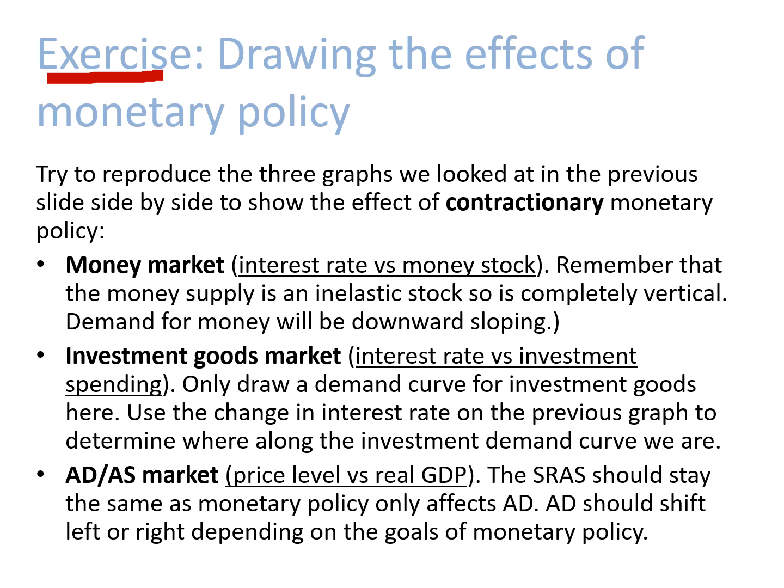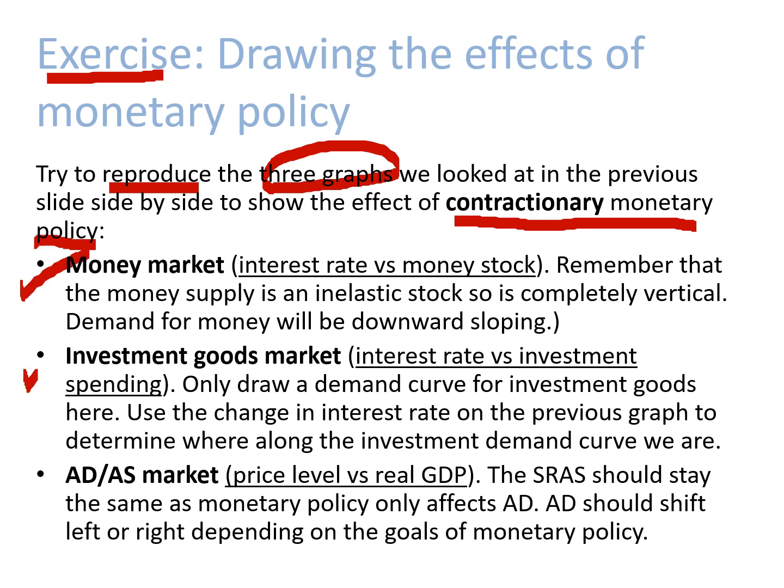Exercise: drawing the effect of monetary policy. Try to reproduce the three graphs we looked at in the previous slide side by side to show the effect of contractionary monetary policy. In the previous slide, we saw the expansionary monetary policy. Now try to draw the three graphs in the case of contractionary monetary policy, okay? The money market, investment goods market, and aggregate supply, aggregate demand market.